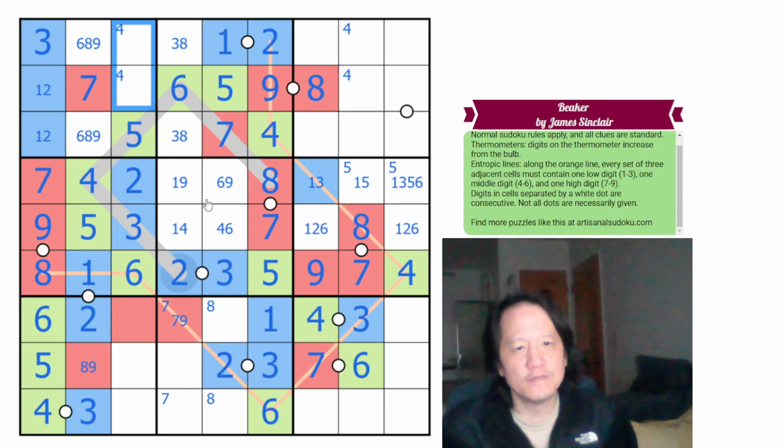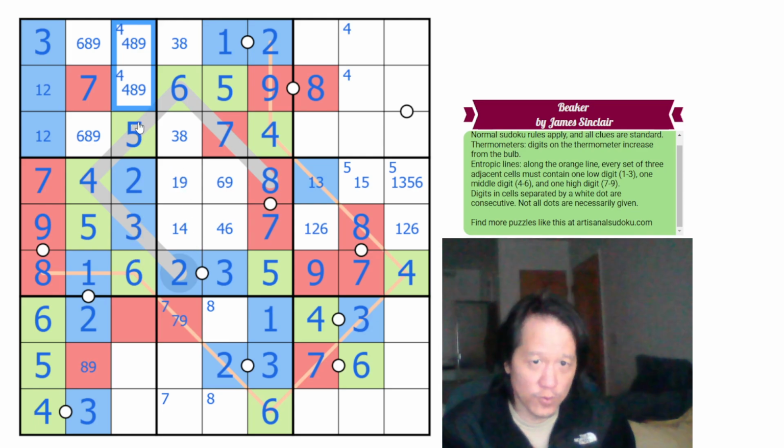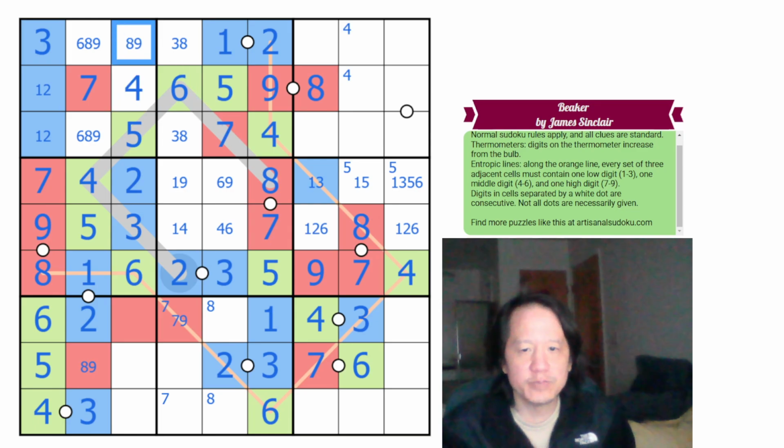This has to be 4. Cannot have a 6. It could be 8 or 9, right? So 4 with the 8 or 9. This can't be 8 or 9, so this must be the 4, which means this can't be 4. This has to be a high. This is a middle, which means this has to be the 4 in the middle. So this can't be 4. These all have to be low.